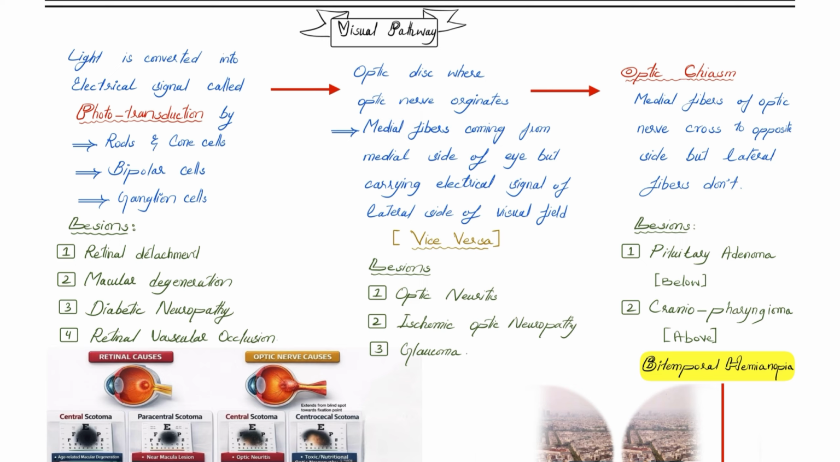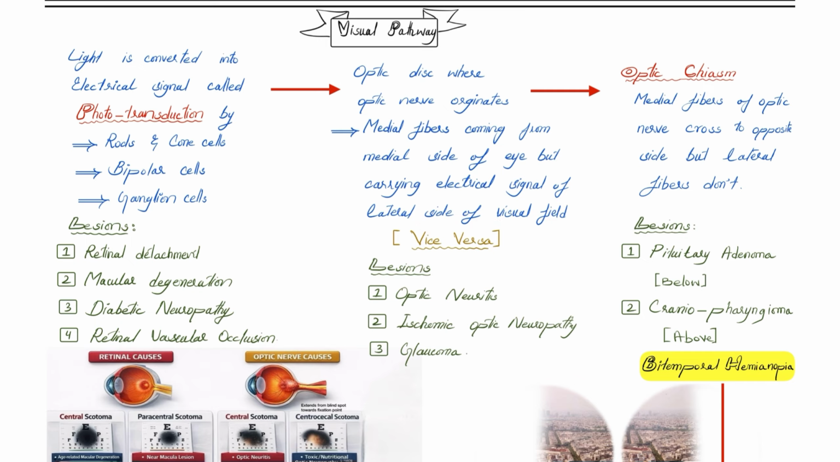Now, the optic nerve consists of medial fibers which are coming from the medial side of the eye, but these fibers are carrying electrical signals of the lateral side of visual field. On the other hand, the lateral fibers come from the lateral side of the eye, but these fibers are carrying the electrical signals of the medial side of the visual field.